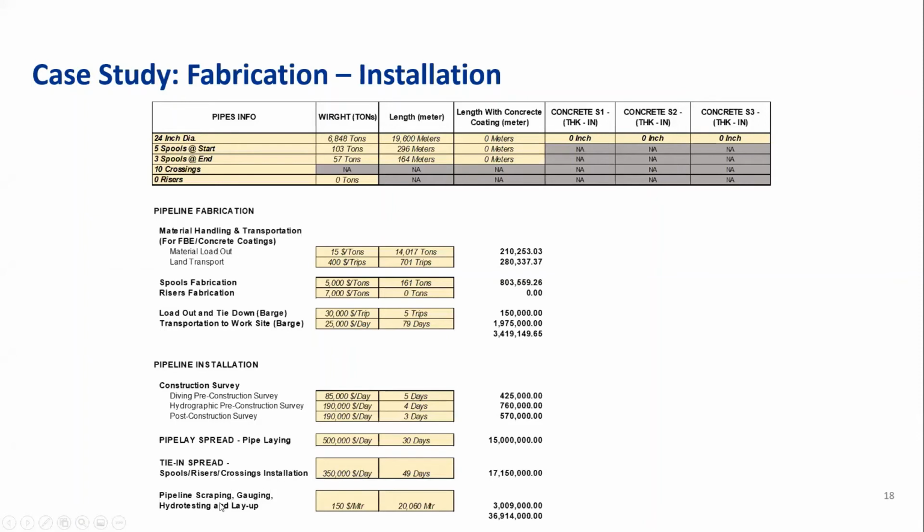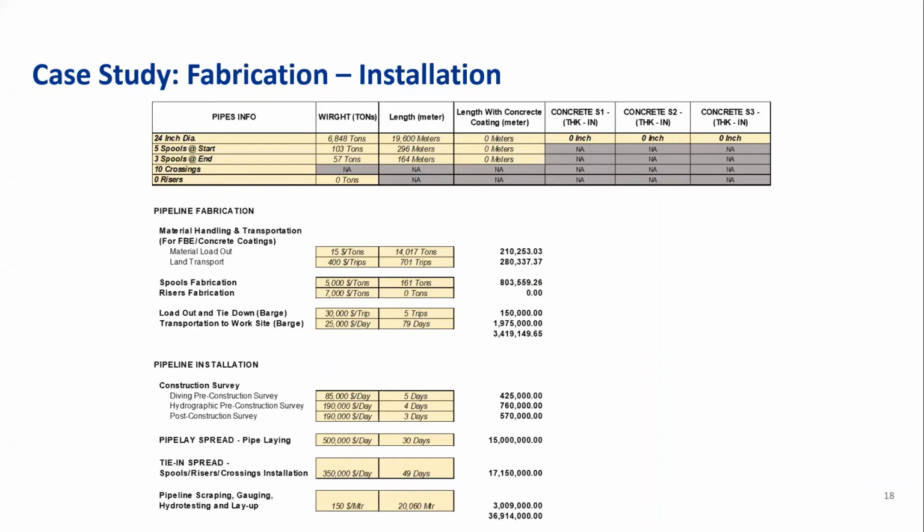Okay, the next line, because I cannot move the slide up actually, but the last line involves the hydro testing. Basically, we are saying we are going to apply the hydro testing for 20,000 meters. So 20,000 meters multiplied by the rate, which is $150 per meter, and this comes to 3 million. So the total installation cost will be 36 million. So 36 million for installation and 3.4 million for fabrication.